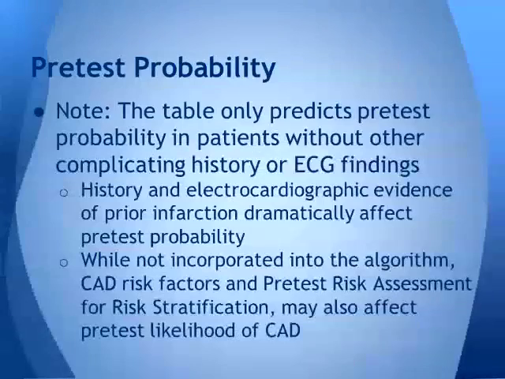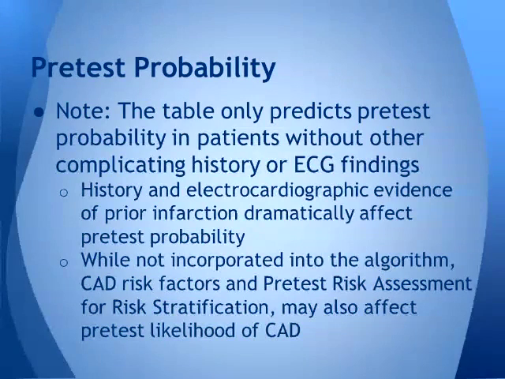So an important part about that is the table only predicts for patients without a complicated history or current EKG findings suggestive of ischemia. History and electrocardiographic evidence of prior infarction dramatically alter pretest probability. Not incorporated in that algorithm were other coronary disease risk factors, like presence of peripheral arterial disease or things of that nature, diabetes. Regardless, though, the age, gender, and anginal symptoms are the most well-validated assessment for pretest probability.